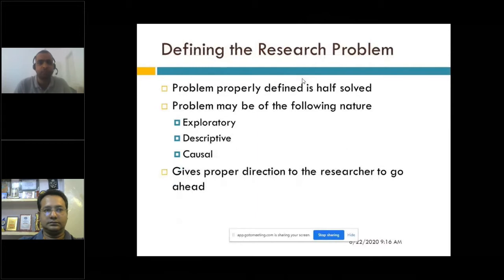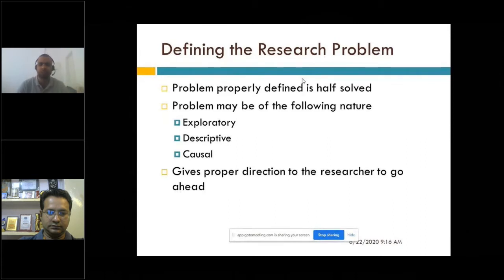Next, defining the research problem. See, the research problem should be clearly defined. Until you define the research problem clearly, you can't go further. So there are different types of research which are classified considering various grounds. The basic criteria we follow is three types of research. These are exploratory, descriptive, and causal.